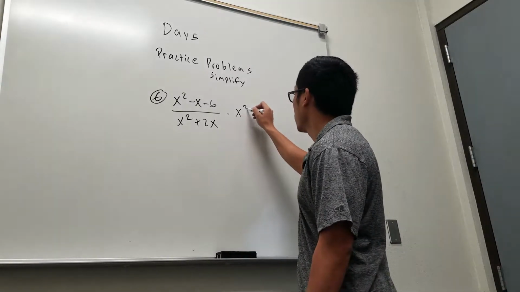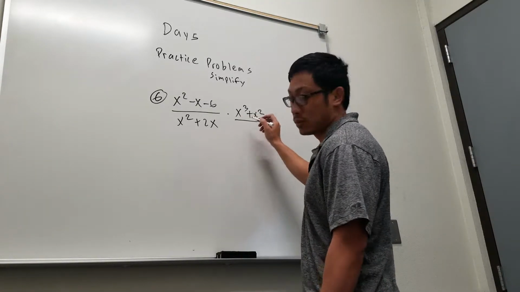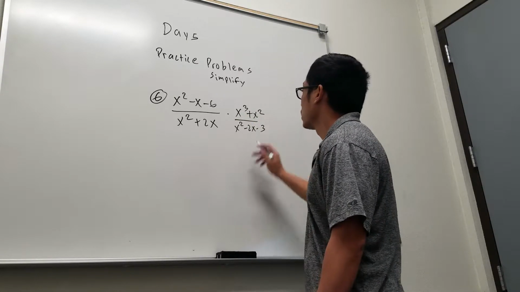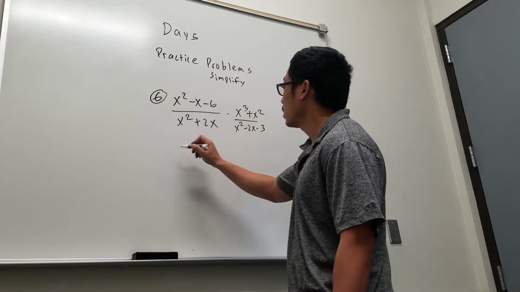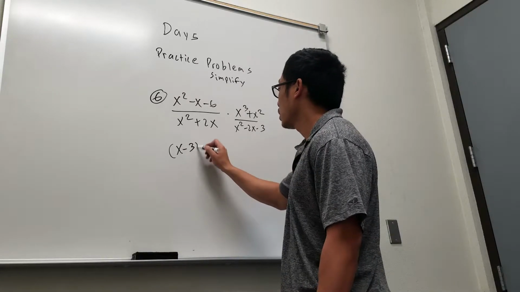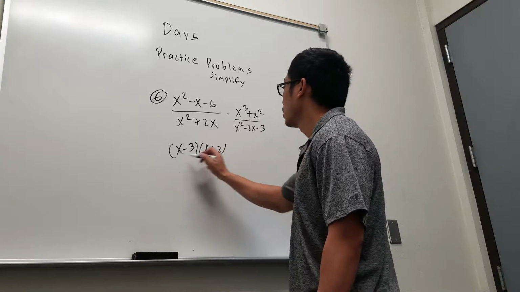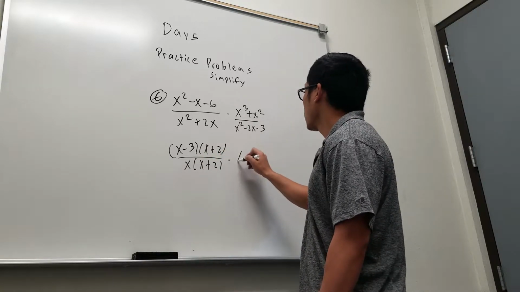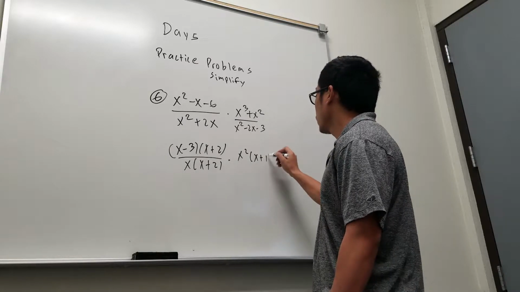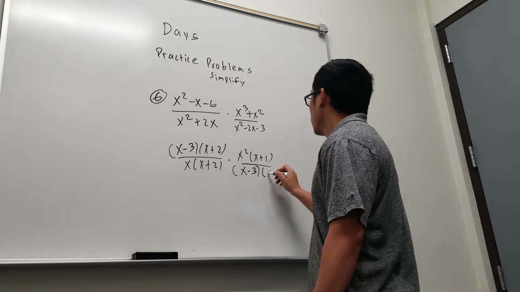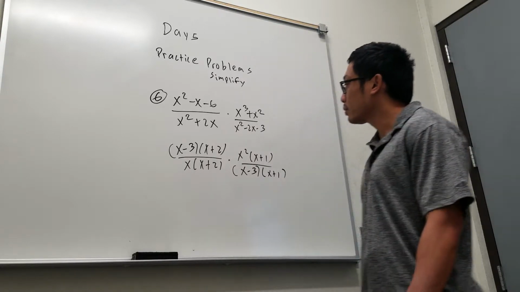x cubed plus x squared over x squared minus 2x minus 3. So I just factor the top. Pause the video if you haven't tried it. You have x minus 3, x plus 2, x, then x plus 2, times x squared, then x plus 1, and you have x minus 3, x plus 1.